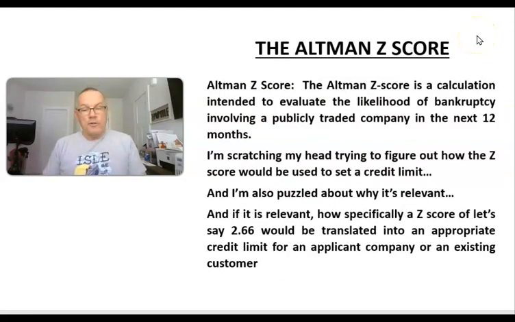The Altman Z-score. The Altman Z-score is a calculation intended to evaluate the likelihood of bankruptcy in a publicly traded manufacturing company in the next 12 months. I'm honestly scratching my head here trying to figure out how the Z-score would be used to set a credit limit. I'm also puzzled, of course, since it's about a bankruptcy risk evaluation, how it's relevant to setting an appropriate credit limit. And if it is relevant, okay, but how specifically would a Z-score of, let's just say, 2.66, be translated into an appropriate credit limit for an applicant or an existing customer?